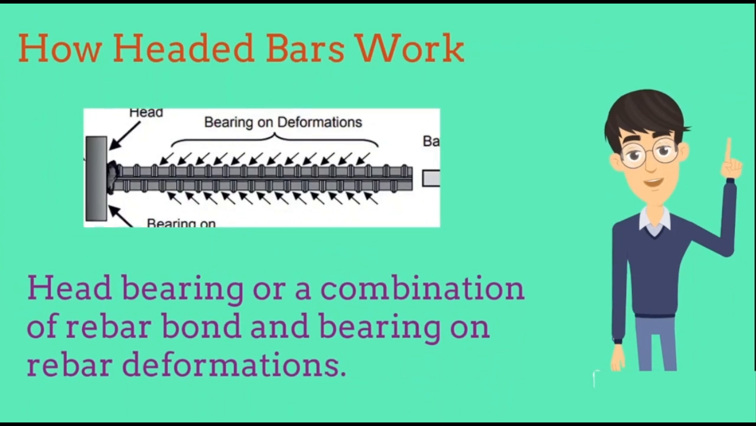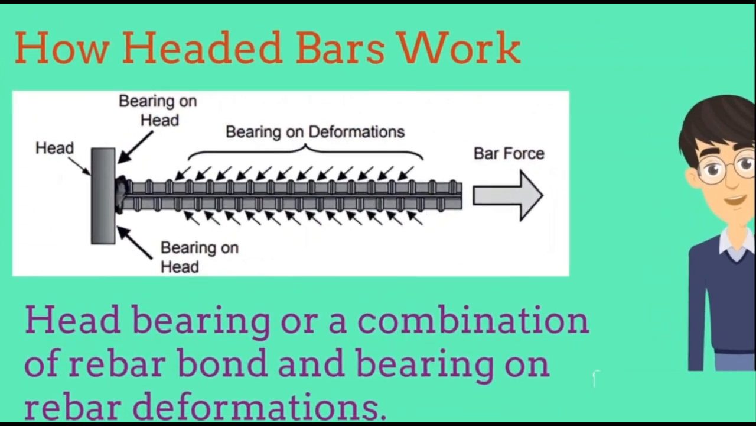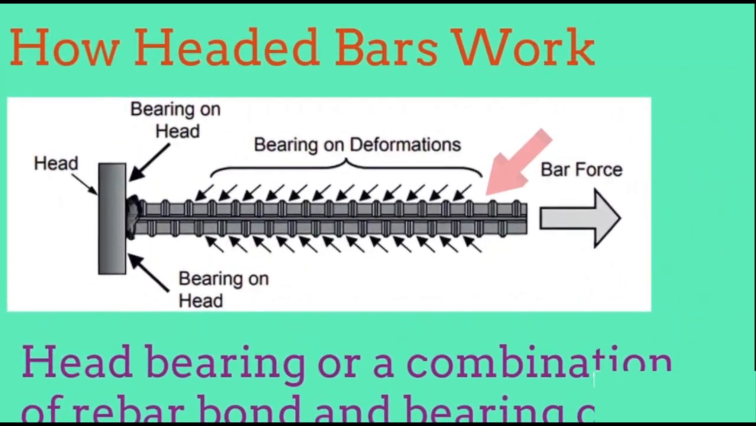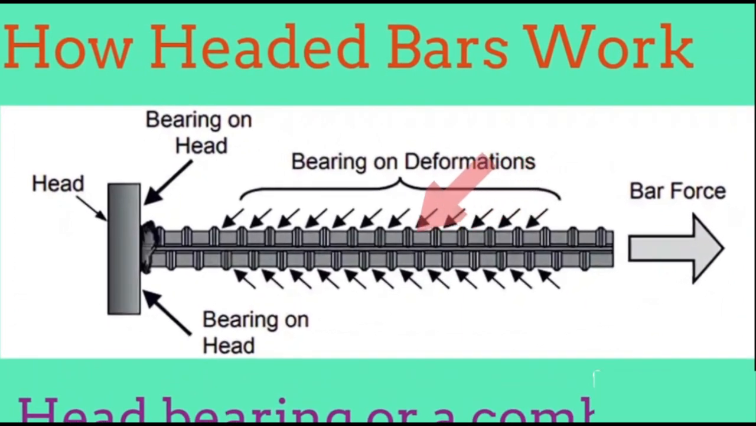Now, let's explore the mechanics of how headed bars function in concrete reinforcement. Historically, straight or hooked rebars were commonly used for reinforcement anchorage, relying on a strong bond between the rebar and the concrete. However, headed bars provide a different solution, achieving the required anchorage through head bearing or a combination of rebar bond and bearing on rebar deformations.